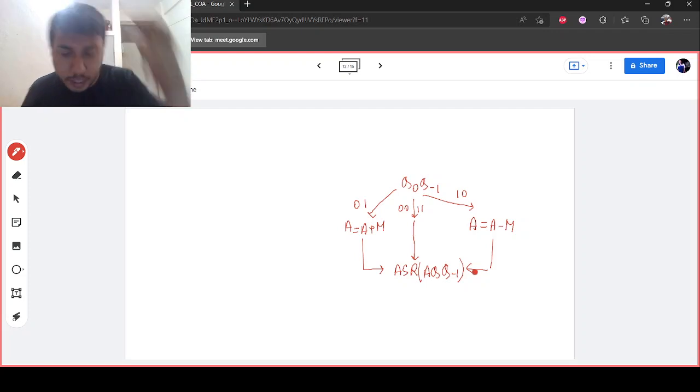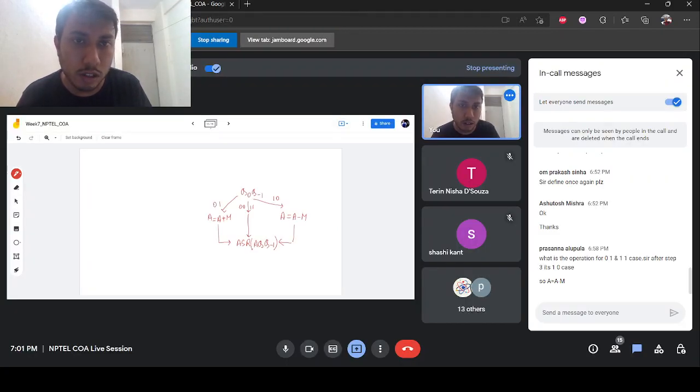So this ASR step, arithmetic shift right, is always the common one. Else the other 2 cases, if it is 0 1, it will be A equals A plus M, and if it is 1 0, A equals A minus M. Clear now? This is the algorithm I have repeated.